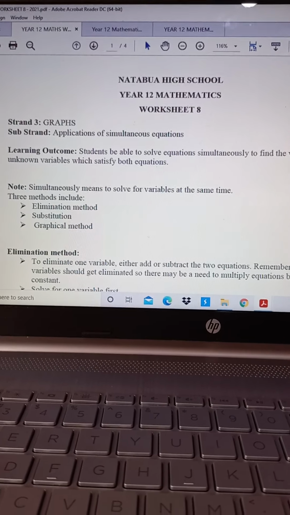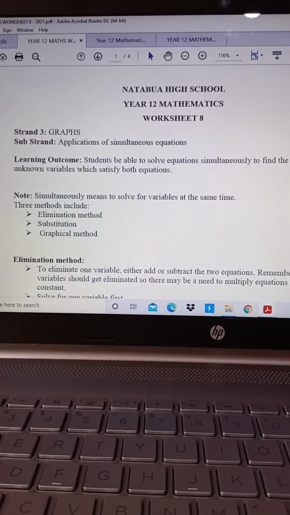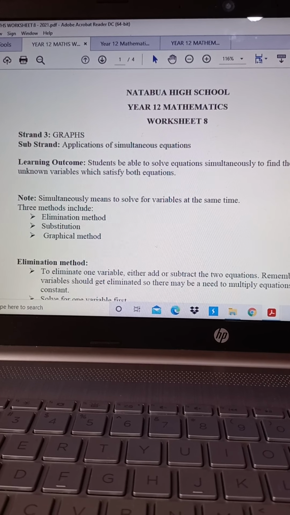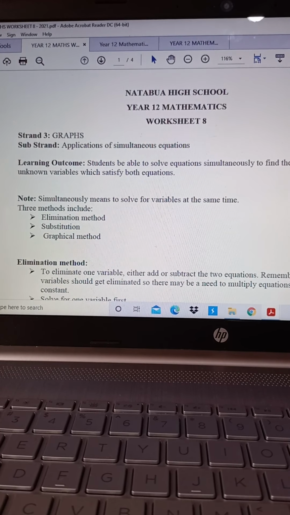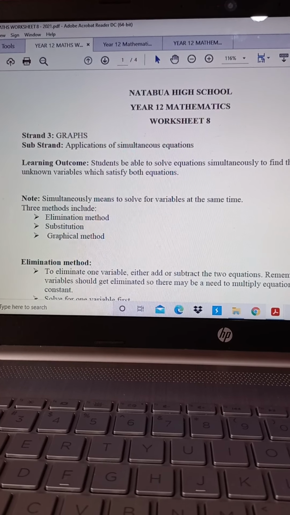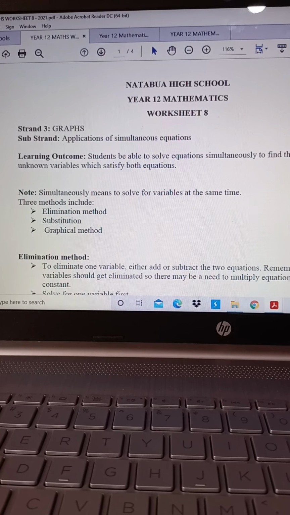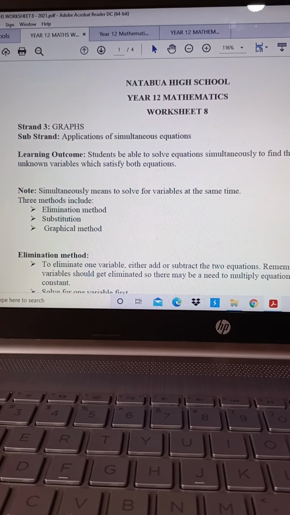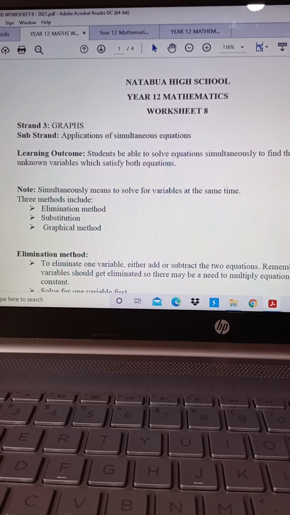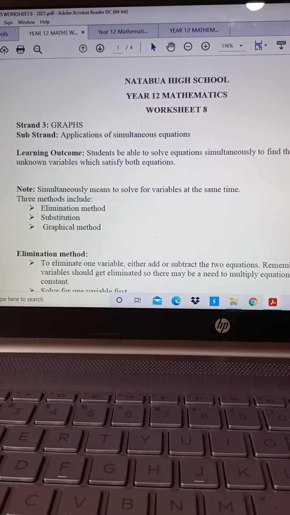Okay. Last year, we used three methods of simultaneous solving. If you remember them, elimination method, substitution method, and the last one was graphical method. Graphical method is quite a lengthy method, so it is not recommended. Well, you can always use that if you feel like that is an easier one for you. Elimination and substitution methods are the two methods which I will recommend for you to use.